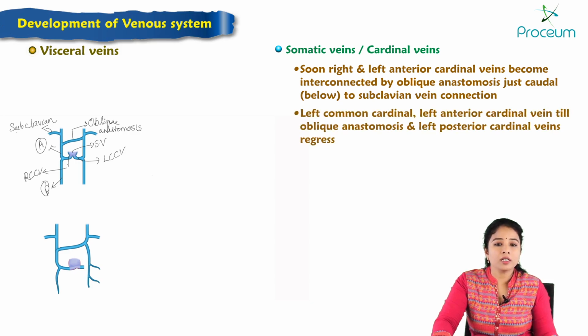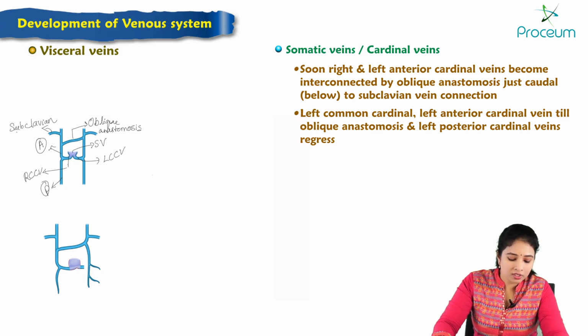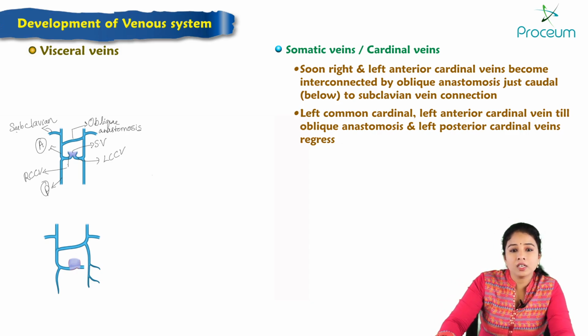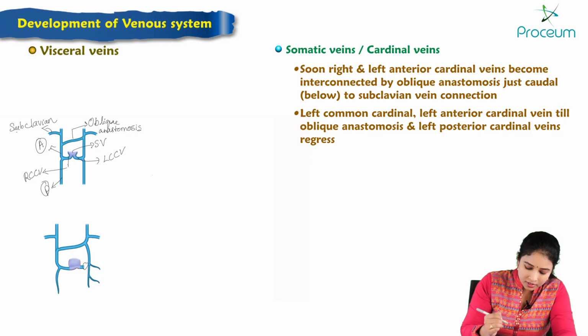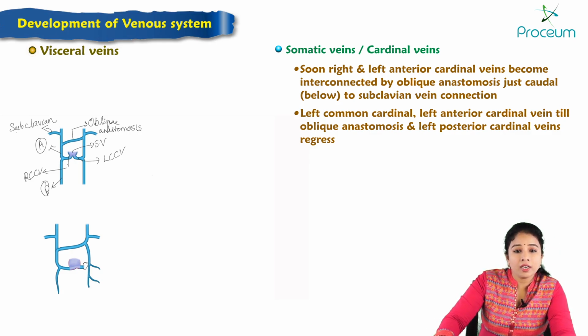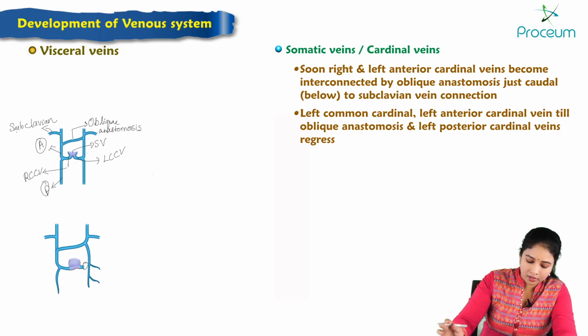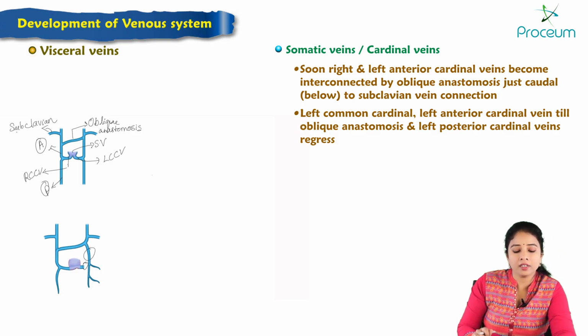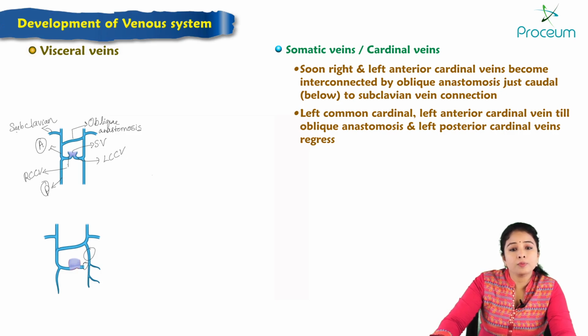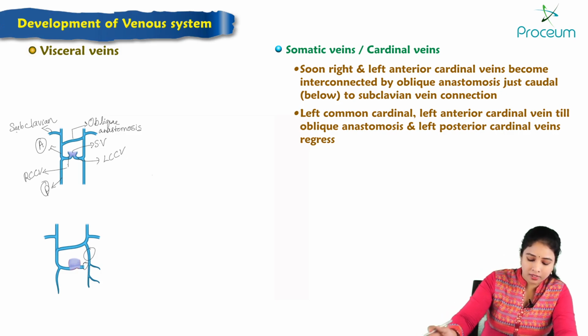And the left common cardinal vein and left anterior cardinal vein till the oblique anastomosis, and the left posterior cardinal veins will regress. So, what are the structures which get regressed here? The left common cardinal vein is regressed here. Then, the left anterior cardinal vein till the oblique anastomosis. So, this part would get regressed.